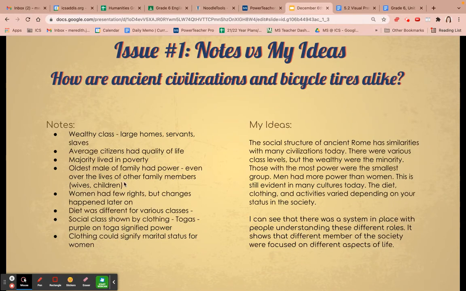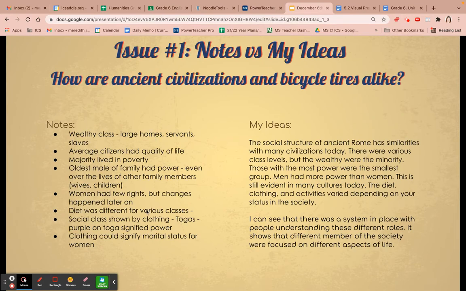It was a patriarchal society, so the oldest male in the family had all the power, even over the lives of wives or children, whom he could decide whether they could live. Women did not have a lot of rights, but that changed later on in the society. One interesting thing I saw was that the diet varied so much for the different class systems, and that you could really identify some people by the togas they wore. It said specific examples that purple signified power, and I think it mentioned that only citizens could wear them, and that clothing could even signify your marital status for women.